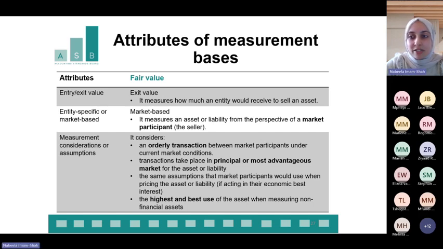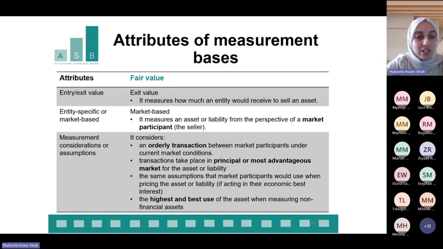Now, an entity measures the fair value of an asset or liability using the assumptions that market participants would use when pricing the asset or liability, assuming that market participants act in their best economic interests. Now, in developing these assumptions, an entity doesn't need to identify specific market participants, but rather the entity identifies the characteristics that distinguish market participants generally.